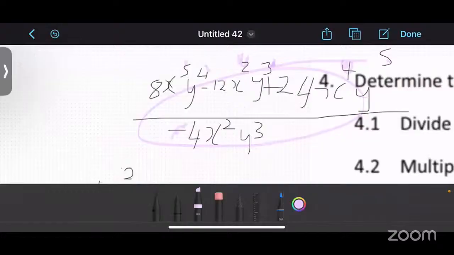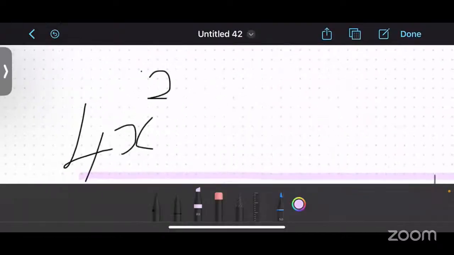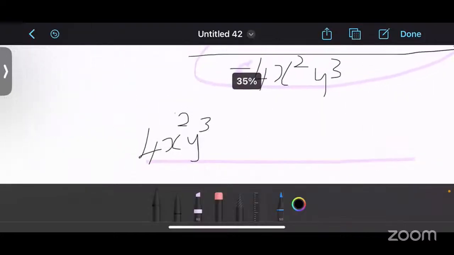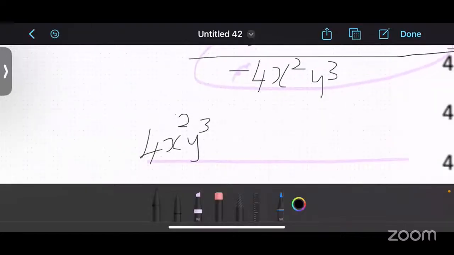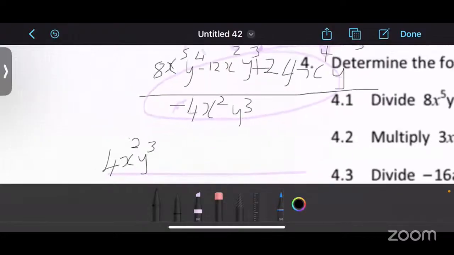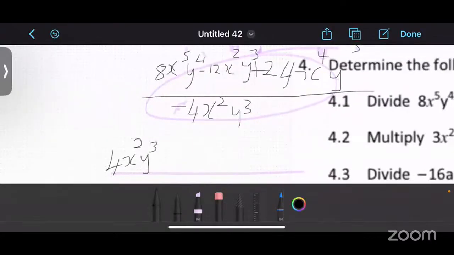So I'm going to take this 3 over here. So this is going to be my y to the power of 3. Then this is what we call my highest common factor. Are you guys following? Yes, ma'am. And then now that we've got our highest common factor, we're going to open the bracket.